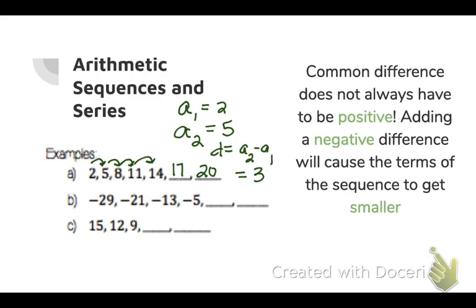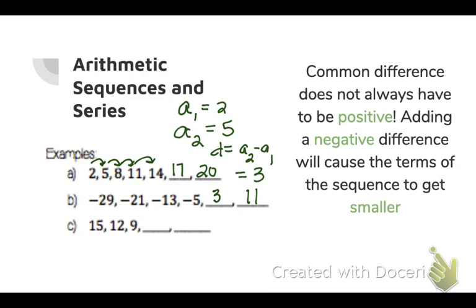For B, the first term is negative 29, the second term is negative 28. So the pattern that we're following is that we are adding 8, so that's our common difference to get the next term. So negative 5 plus 8 would take us to 3, and then 3 plus 8 would be 11.